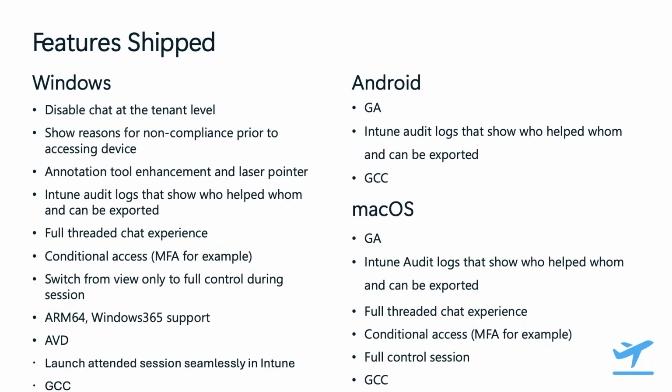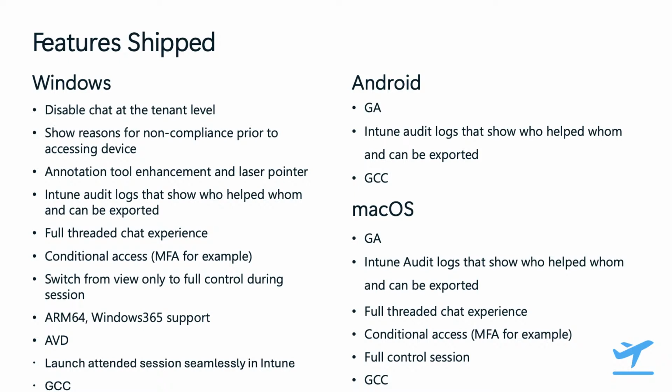Now moving on to features that the team has shipped. Since Windows Remote Help became generally available, admins have the ability to disable the chat functionality in the Remote Help app in a tenant level setting. Before a helper connects to a session, a non-compliance warning notification alerts the helper with an additional link that allows the helper to learn more about why a device is non-compliant in Intune.